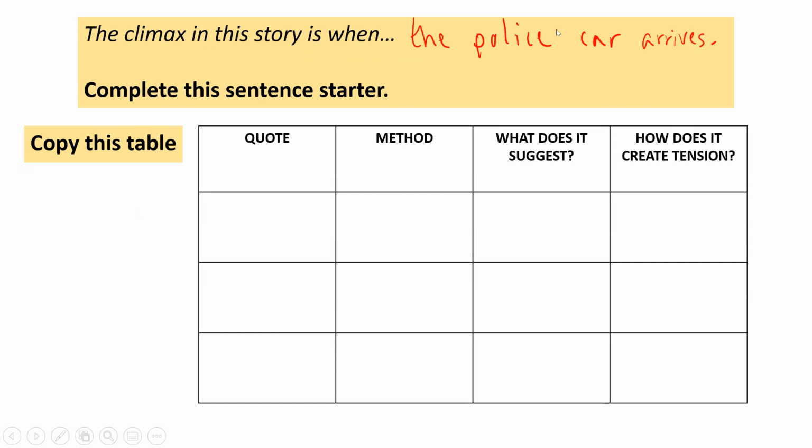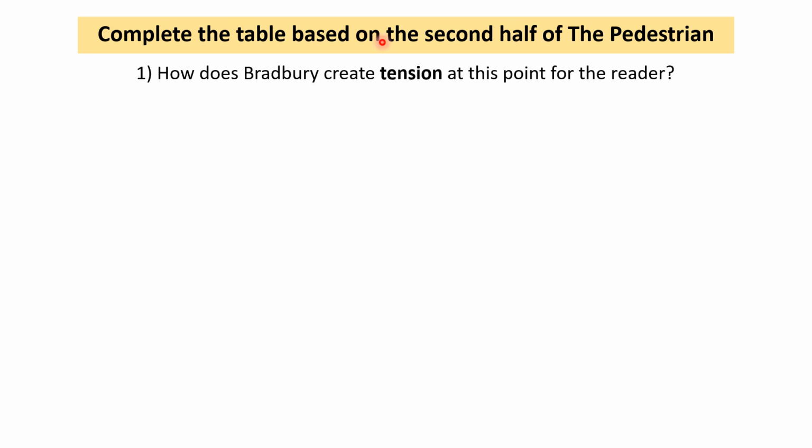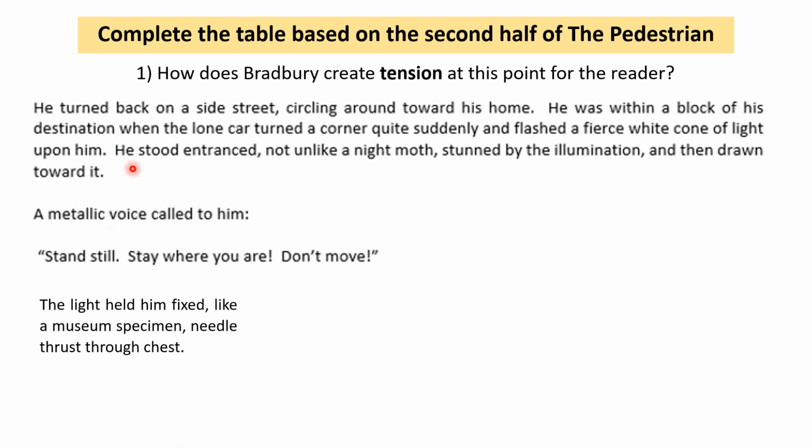So pause the video now and make sure you have your sentence which says something about the climax being when the police car arrives. Okay, so you should have made that correction, and you should also have this table down. Now, this table is going to help us analyse the climax of The Pedestrian, so we can understand how Bradbury creates tension, how we feel tense. And this is the climax of the story. This is the part where the police car arrives and we hear the metallic voice of the car. You're going to use this section to fill in that table.